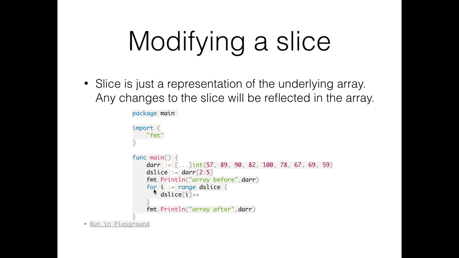So inside the for loop, the values at index 2, 3, and 4 will be changed, because these are the indexes of the slice, and then they are incremented by 1. So that means that at index 2 we have 90, so 90 becomes 91, and then 82 becomes 83, and 100 becomes 101. So if you print this after the for loop, then you can see that this change will be reflected in the d array. So let's run this.